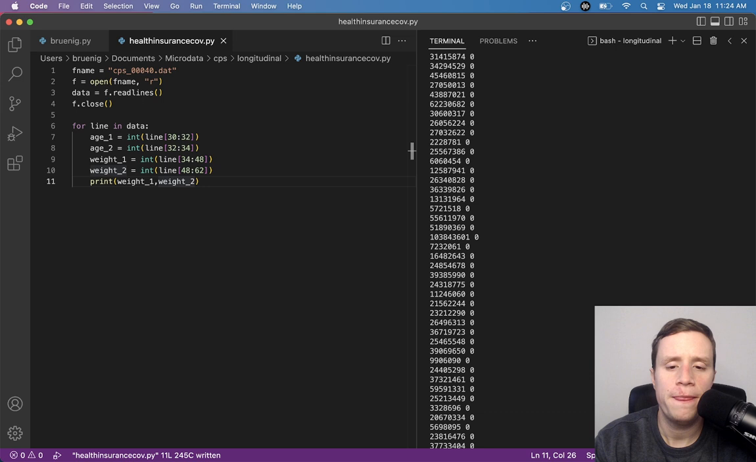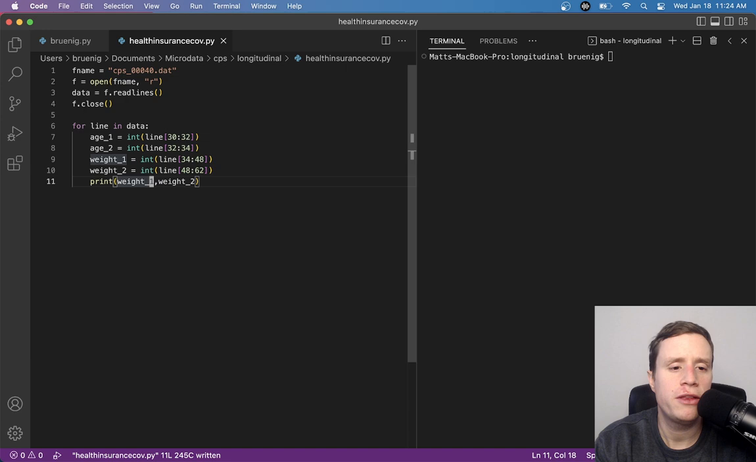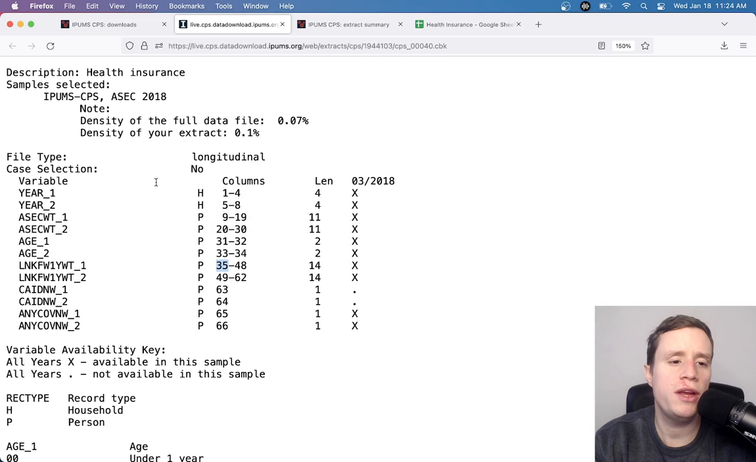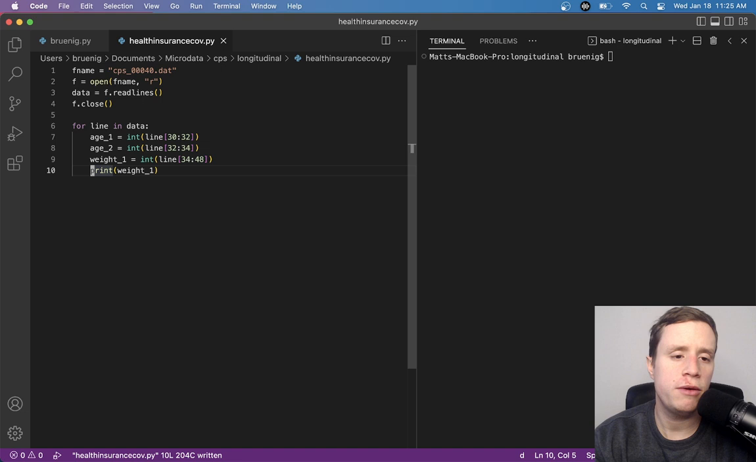So, as you can see, weight one is the only weight there is. Weight two, they leave empty. And I actually think that's really useful because otherwise it could get confusing. So there's only one weight for the person in the file, which is how it should be. And that's just going to be weight one. So we'll delete weight two. We don't need it. Okay.